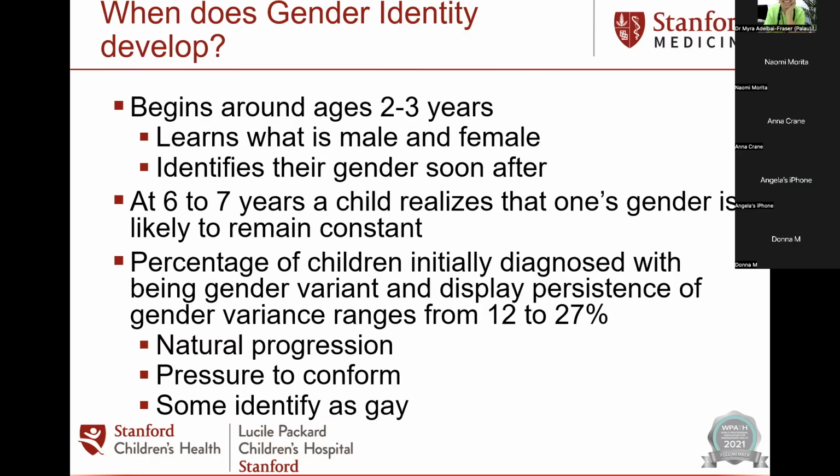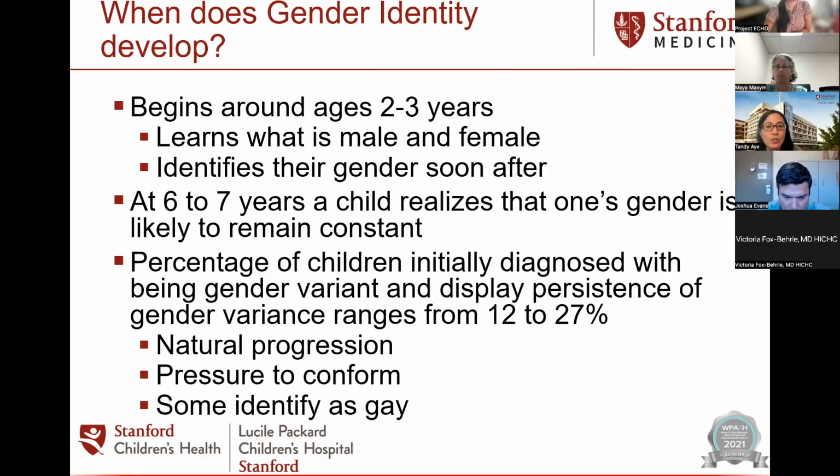But after that first year of kindergarten, when they're starting first grade or so, children realize that some of their magical thinking is more of a fantasy, and that there are certain things that make someone grow up to be who they are, and that one's gender is likely to remain constant and they're not going to grow into the gender that they identify as. But it's not uncommon for our children, about 12 to 27%, to be initially diagnosed with being gender variant at this young age because they'll display a lot of the characteristics of both genders.